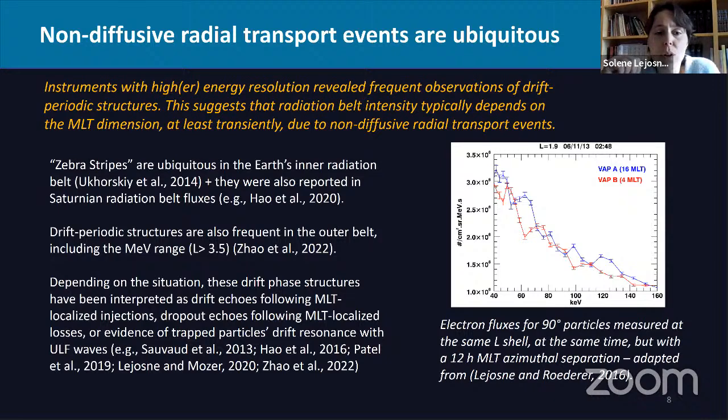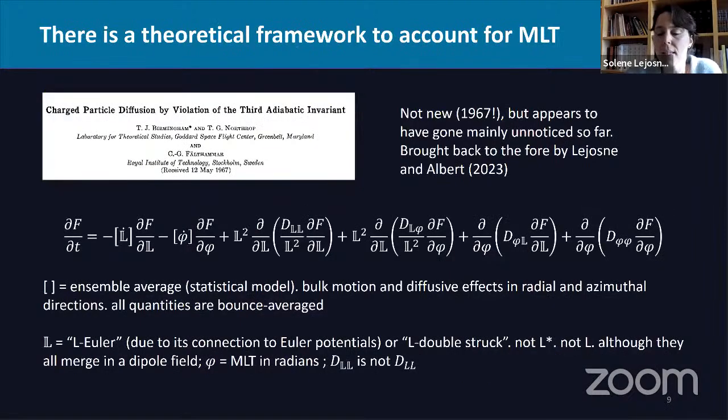These drift phase structures have been observed across energy ranges, in the Earth's radiation belts and in radiation belts at other planets, in particular Saturn. They are interpreted in several ways, but they are there and observed. So what can we do when this is observed? How can we take them into account in our models? There is actually a work that was published in 1967 and somehow went unnoticed.